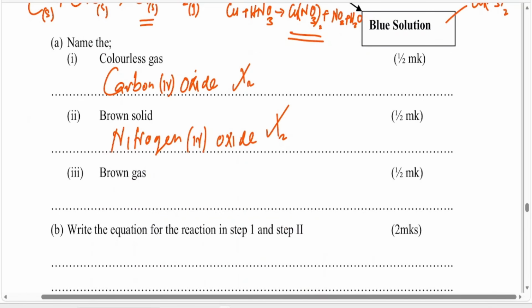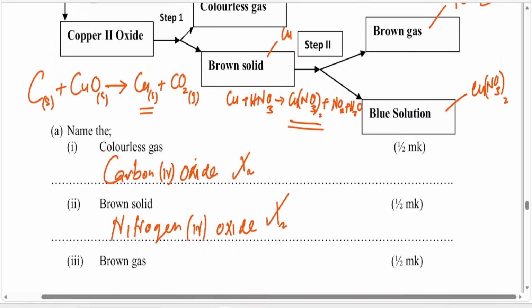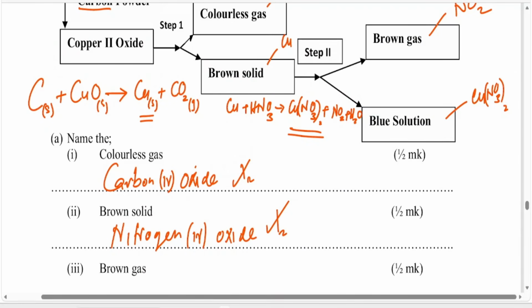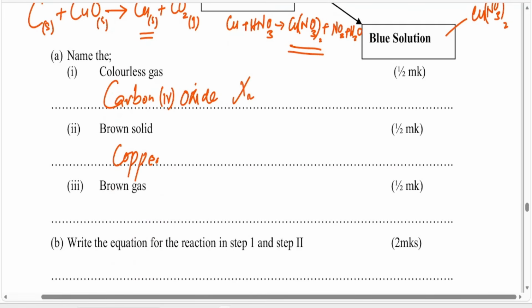Brown gas, sorry, we are looking at brown solid. Brown solid is supposed to be copper metal, and brown gas is supposed to be nitrogen oxide gas.